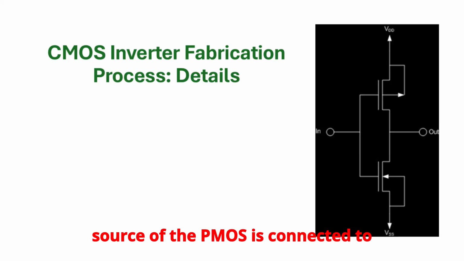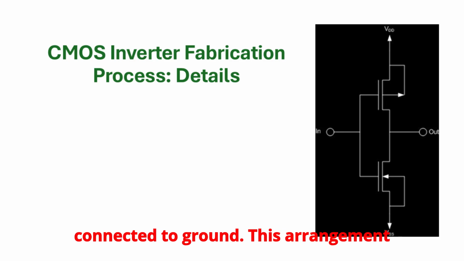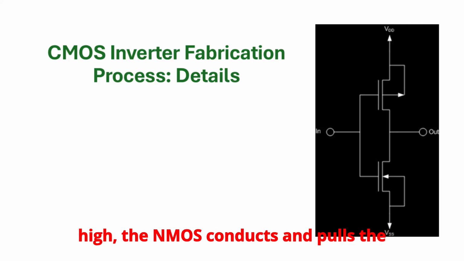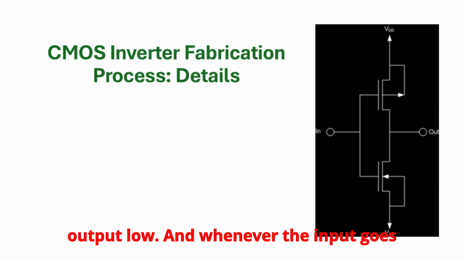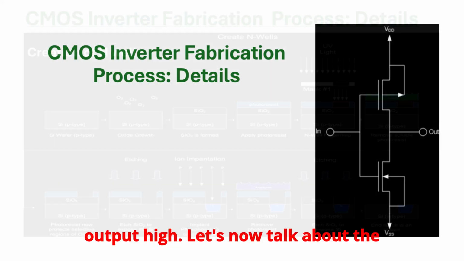Finally, the source of the PMOS is connected to VDD, and the source of the NMOS is connected to ground. This arrangement guarantees that whenever the input goes high, the NMOS conducts and pulls the output low, and whenever the input goes low, the PMOS conducts and pulls the output high.